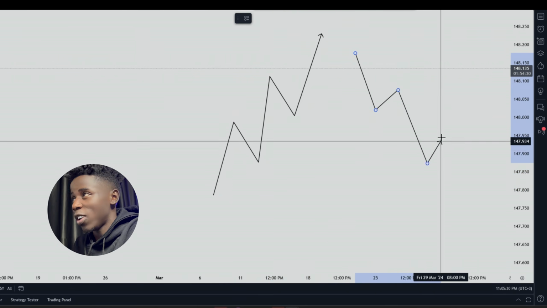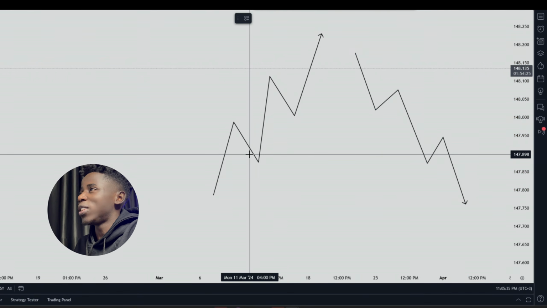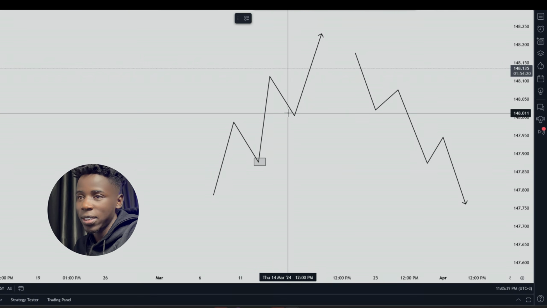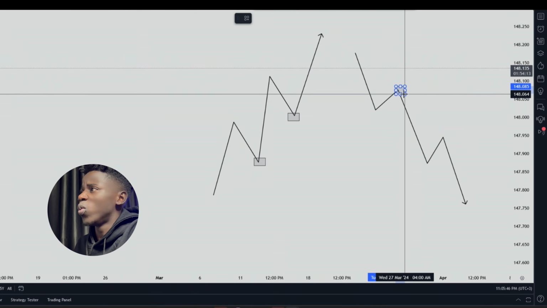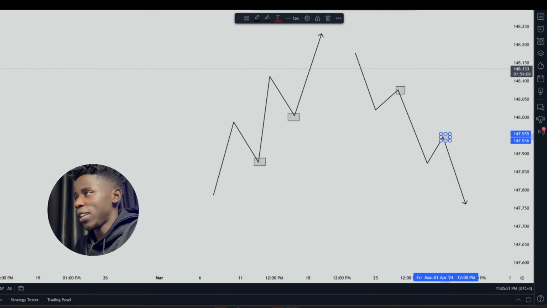And when it is making lower lows, obviously it is a downtrend. So you get to know that if we are in an uptrend, we buy from the pullback, which is here, isn't it? Which means another pullback is here. Then if we are in a downtrend, we sell at the pullback, which is here, and another pullback is here. You see that? Very amazing.